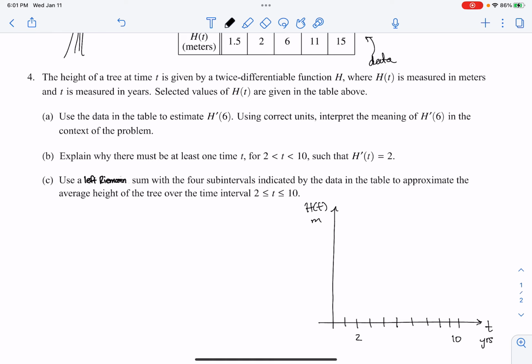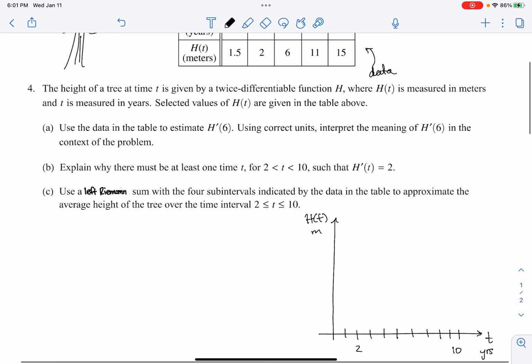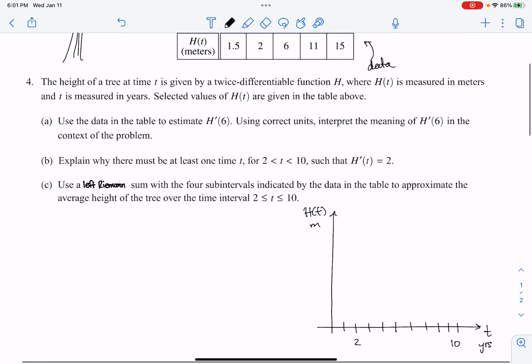So here's my 2, and we only have data from 2 to 10. My data ranges over 1.5 to 15, so I'll put 15 up here, and let's make this 10 and this 5. You want to try to be as accurate as you can. The AP is not going to give you any points for your graph. You'll see in the scoring guidelines, but this will help us out tremendously.